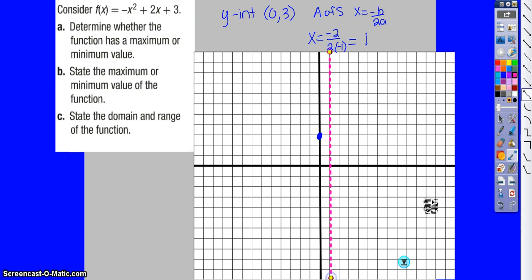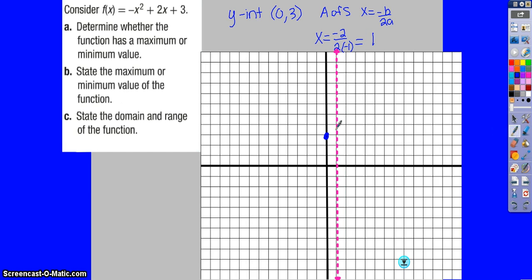That also automatically gives me a second point because of the symmetry. The y-intercept is 1 unit to the left, so I know I have that same point an equal distance to the right of the axis of symmetry. What this also does is give me half of my vertex. The x value of my vertex is 1. To find the y value of my vertex, I simply plug in 1 in place of x. So -1 squared plus 2 times 1 plus 3. That gives me -1 plus 2 plus 3, which works out to be 4. And so my vertex is at the point 1, 4.